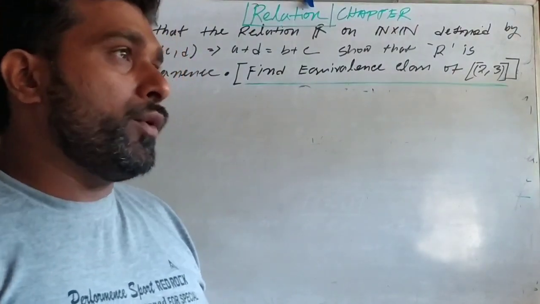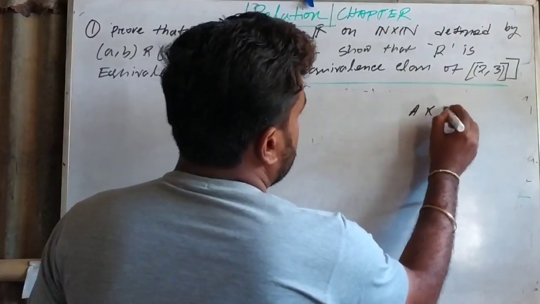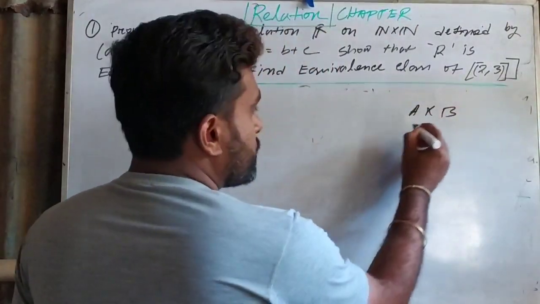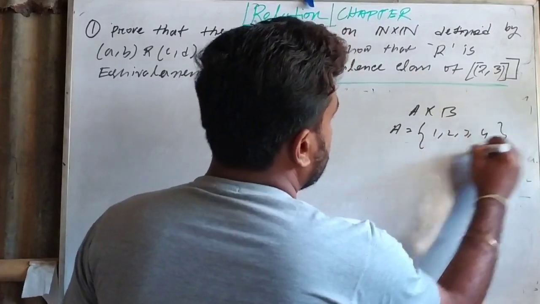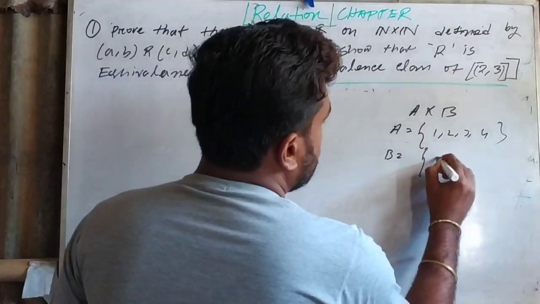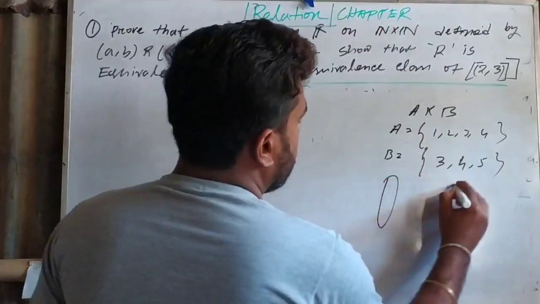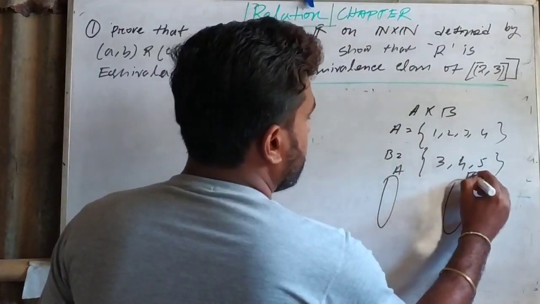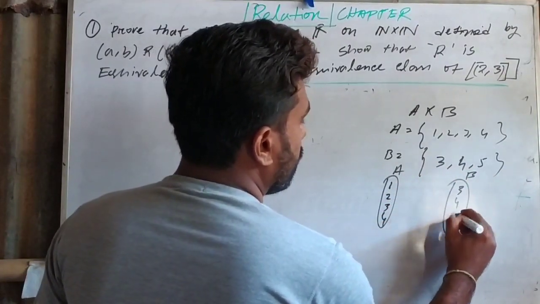As you all know, what does the product set mean? If you have A cross B, where the A set is 1, 2, 3, 4 and the B set is 2, 3, 4, 5, then you have these two sets, A and B.